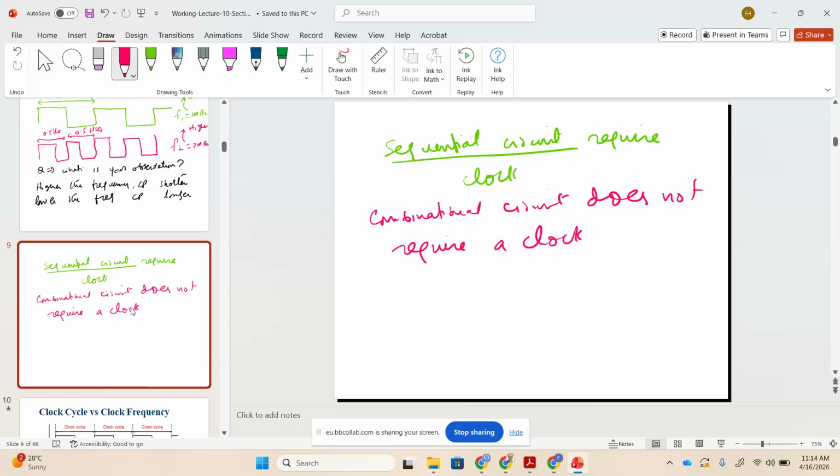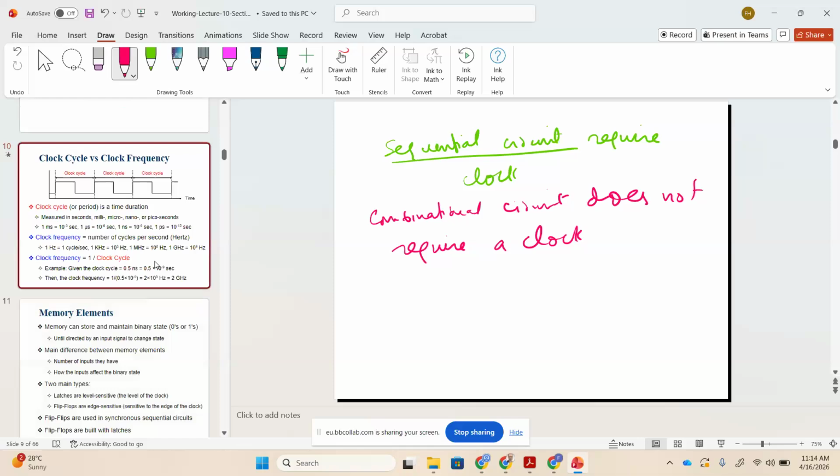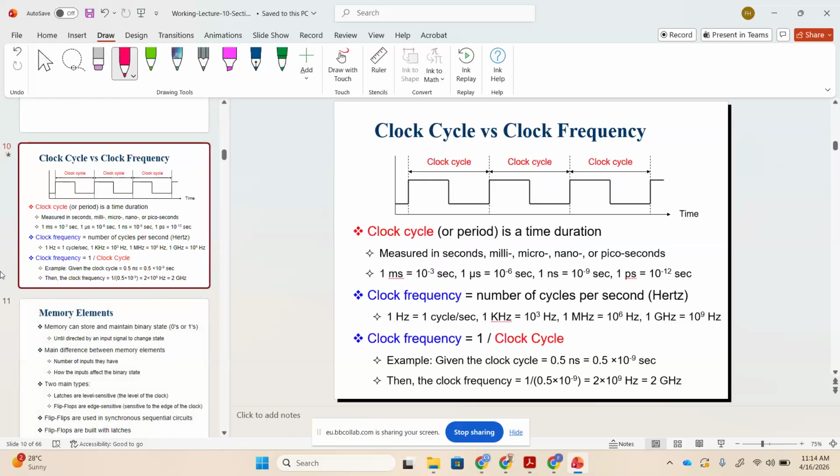Got it or not got it? So this is how it works. This is also an example. These are some examples I'm not going to do, so please go through these examples on your own.